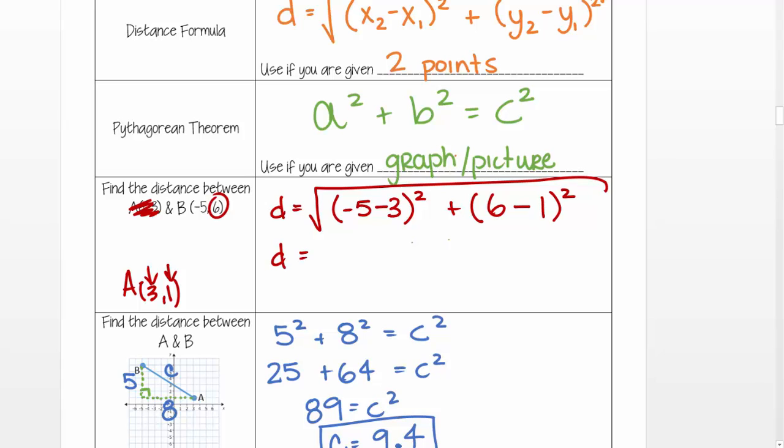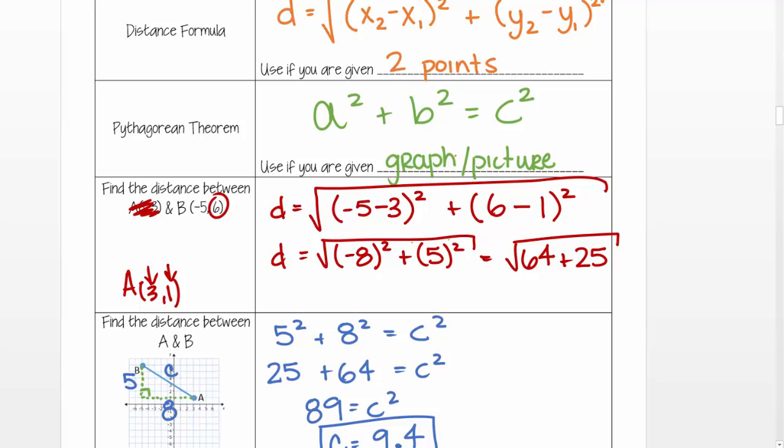So then we got to do a little bit of algebra here. If you do -5 minus 3, you get -8 squared. If you do 6 minus 1, you get 5 squared. And negative 8 squared is 64. 5 squared is 25.